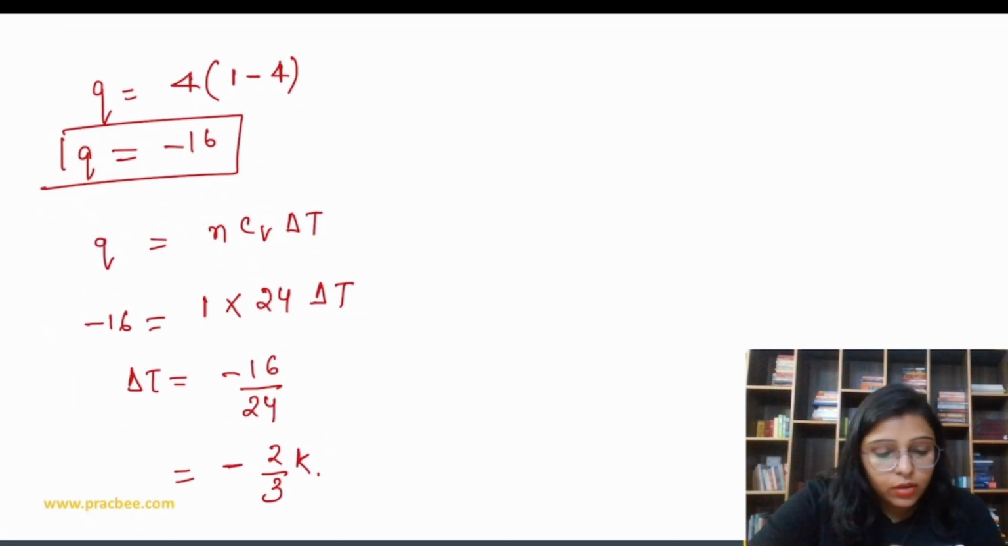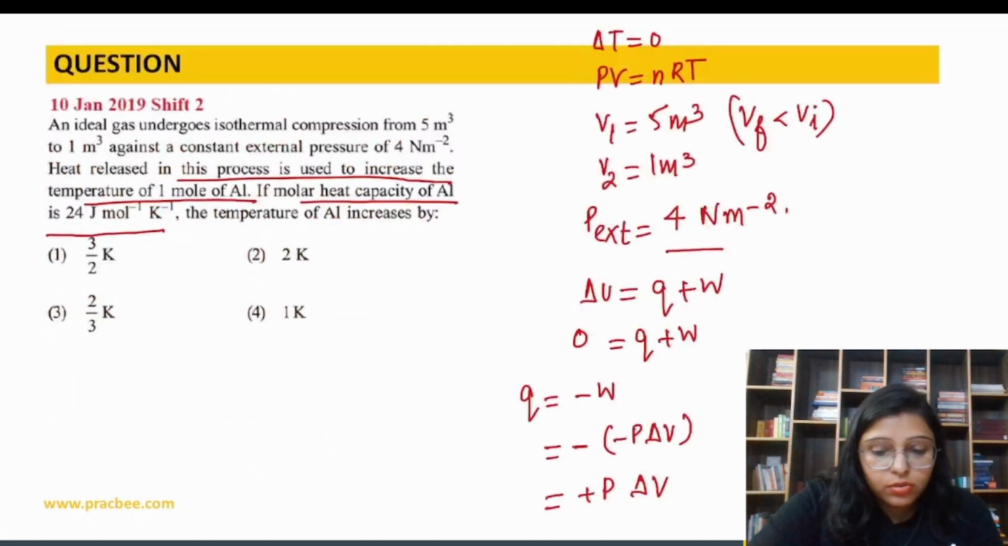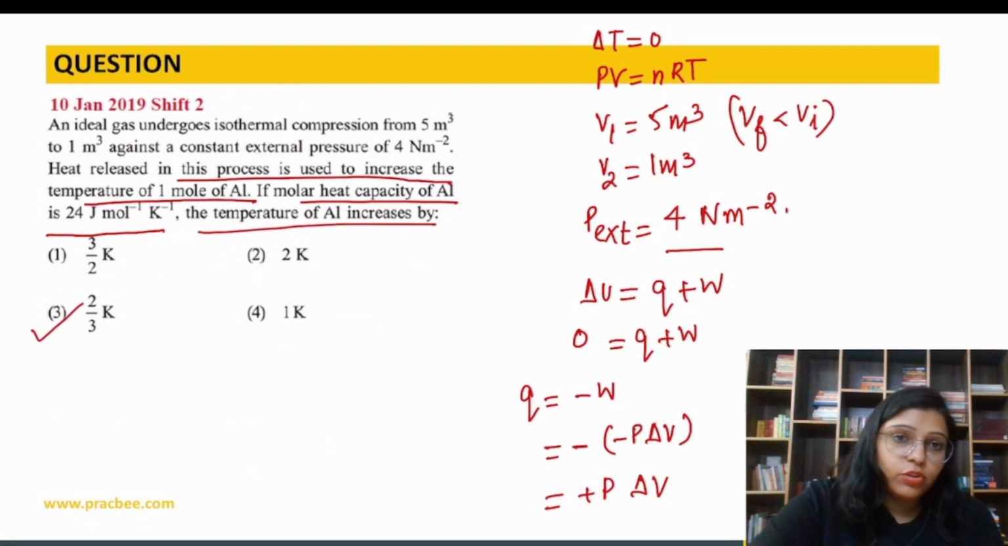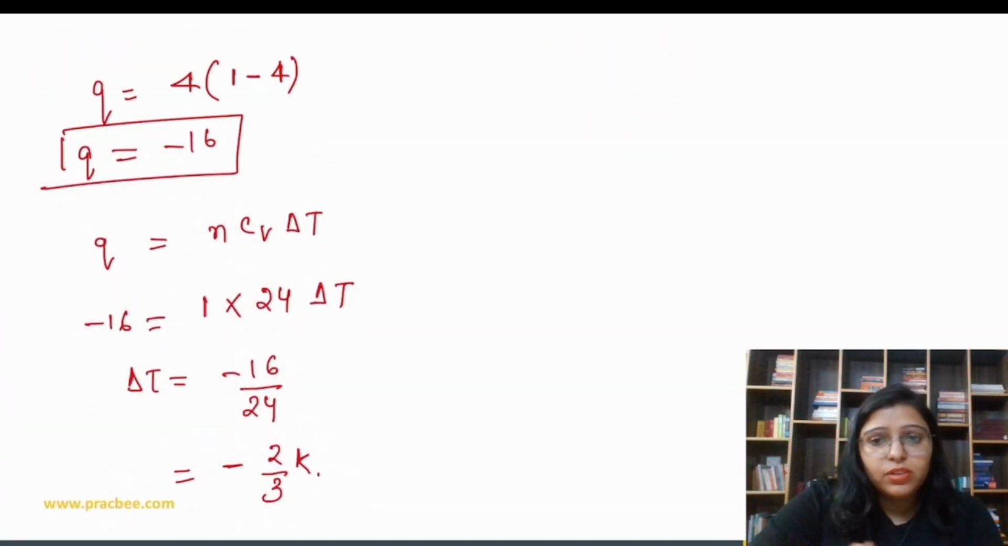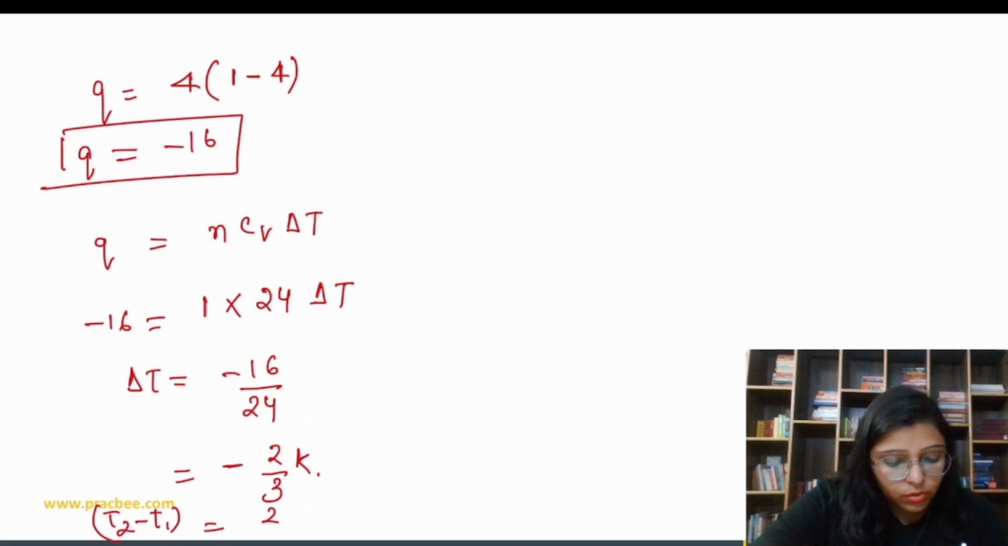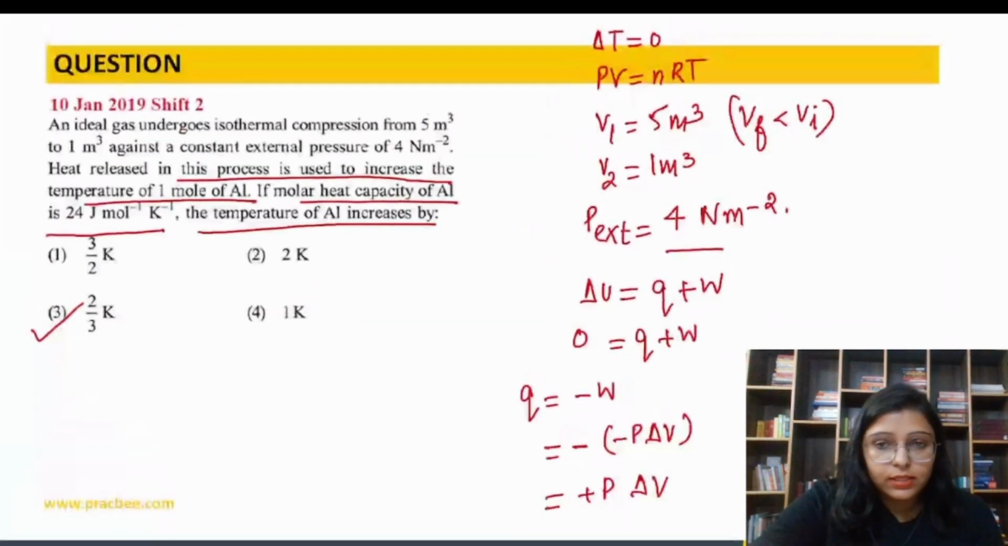So the question says the temperature of aluminium increases by. So the temperature of aluminium increases by 2 by 3 Kelvin. It's simple now, we have to find out the delta T only. Delta T means T2 minus T1, so it is equal to 2 by 3 Kelvin. Okay, so the answer is C.